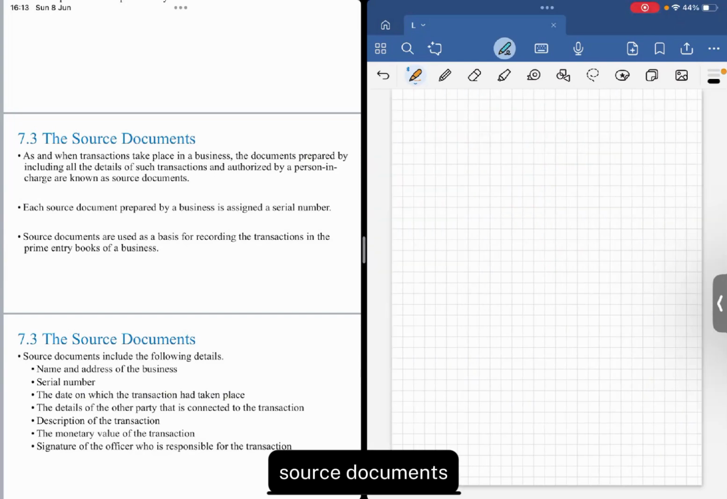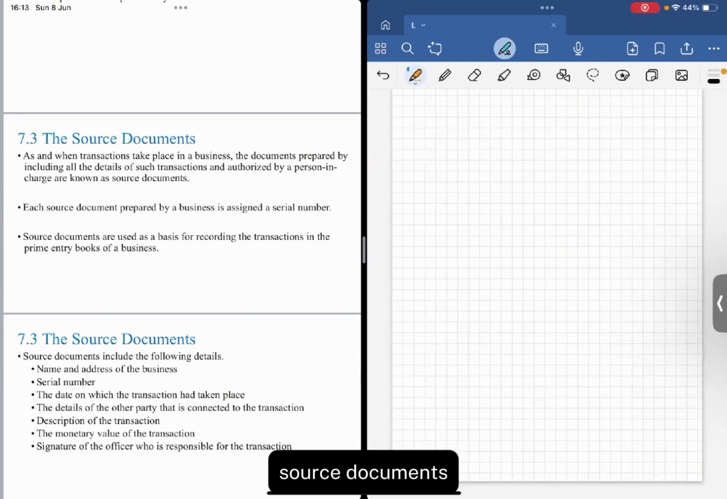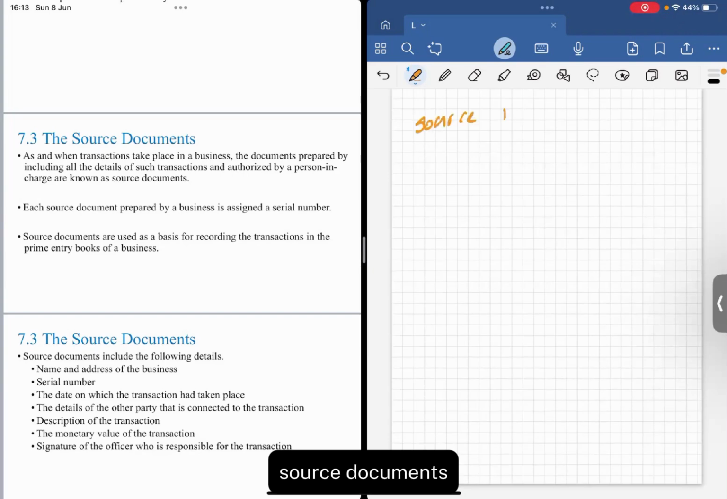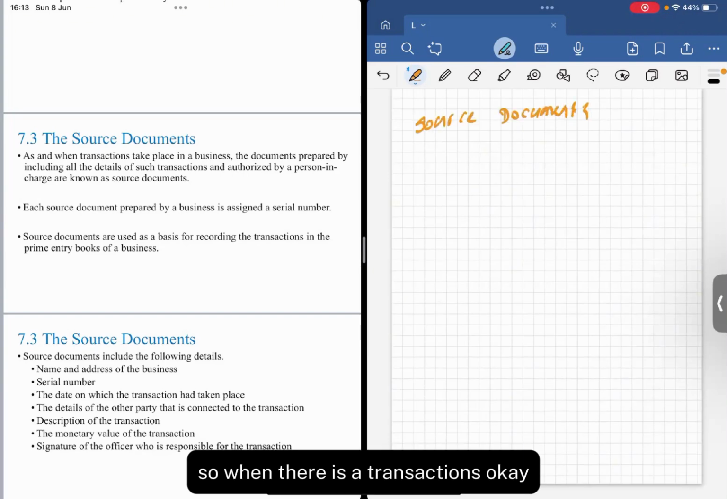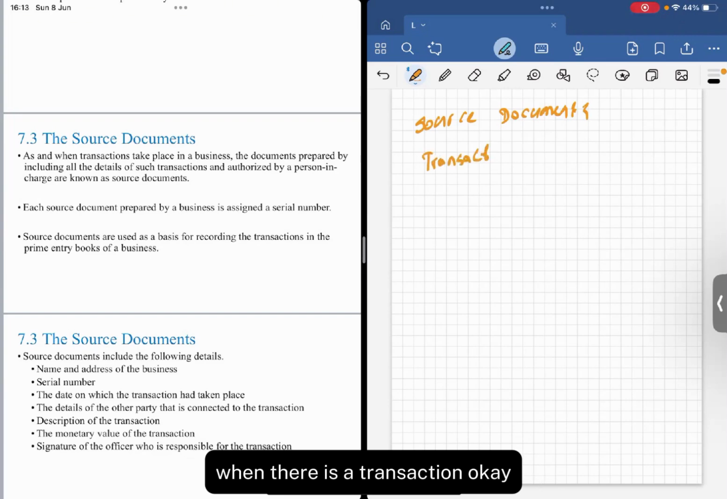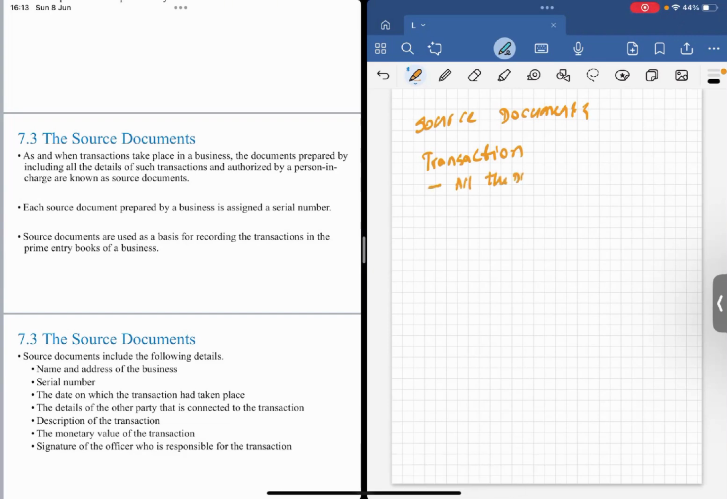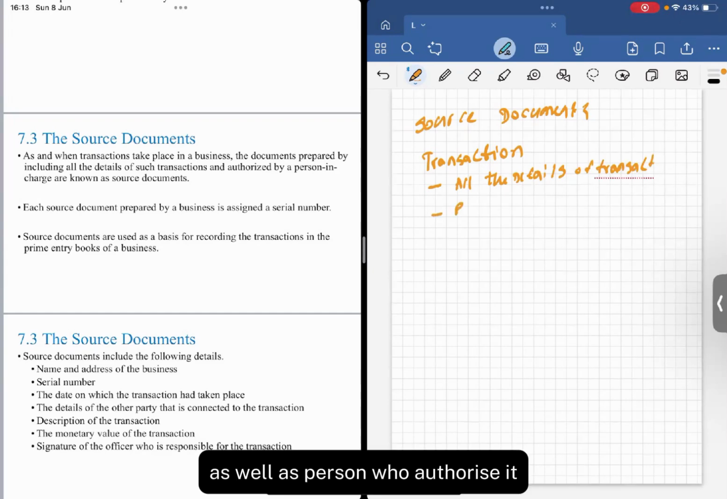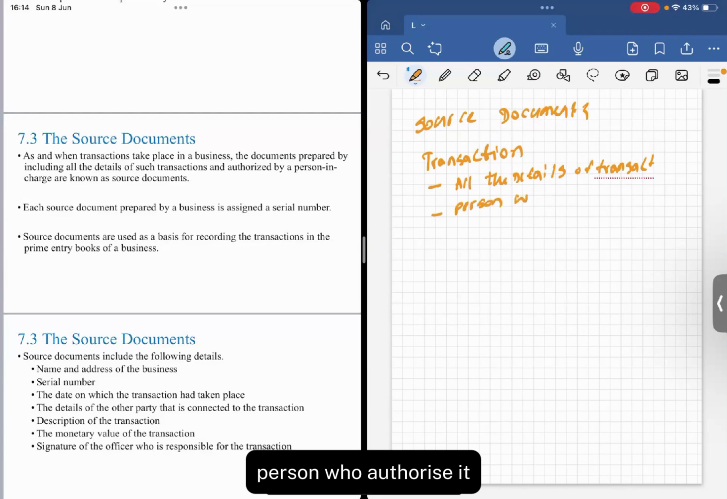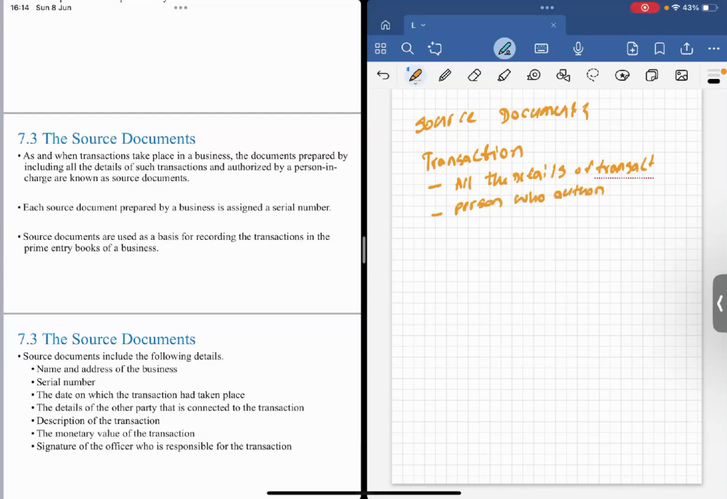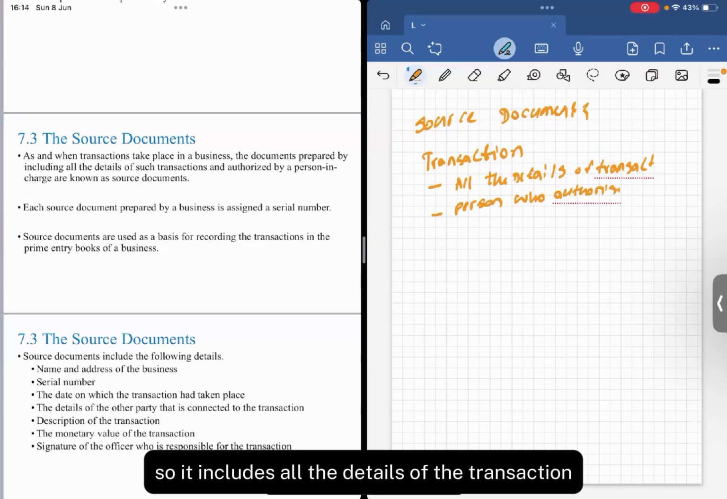හරිද? එතකොට දැන් අපි ඉගෙන ගන්න මොනවද? source documents ගැන. Right? So when there is a transaction, a document is prepared including all the details of the transaction, as well as the person who authorized it.